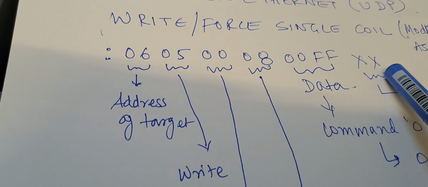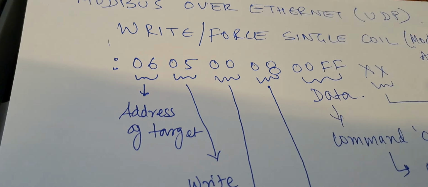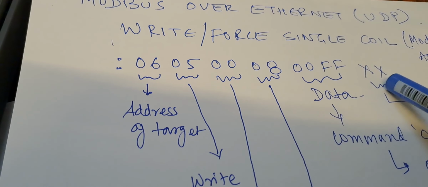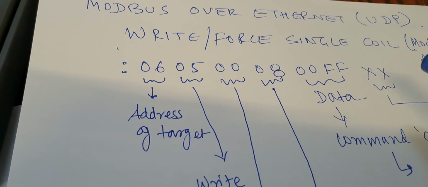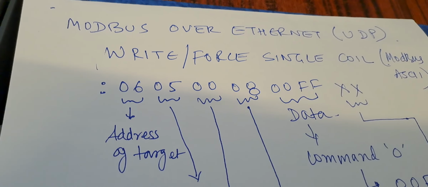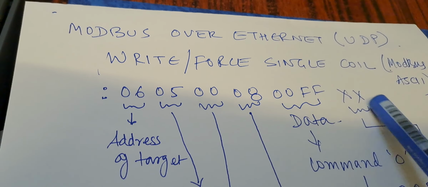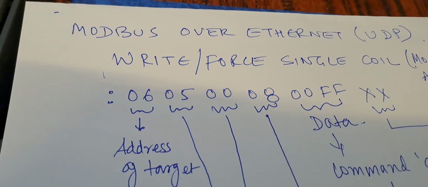And there are two checksum bytes here. These bytes are used for error checking. These are for the LRC check basically. So this is how the Modbus frame is. Now I am going to transfer this Modbus frame over the Ethernet connection.